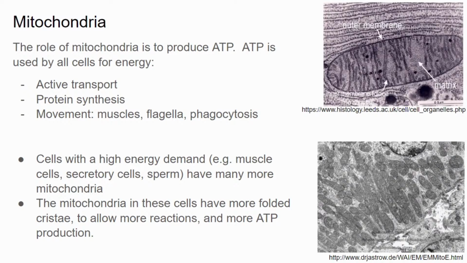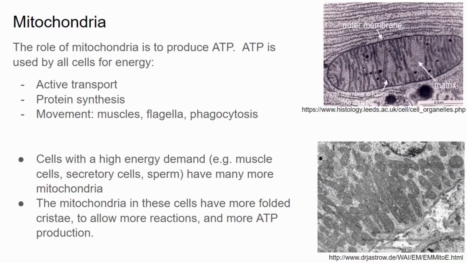And what we find is that cells that have a high energy demand have many more mitochondria than cells with a low energy demand. So you can have up to around 1,000 mitochondria in some cells that have a very high energy demand, such as muscle cells. Sperm have a very high energy demand because they are swimmers.